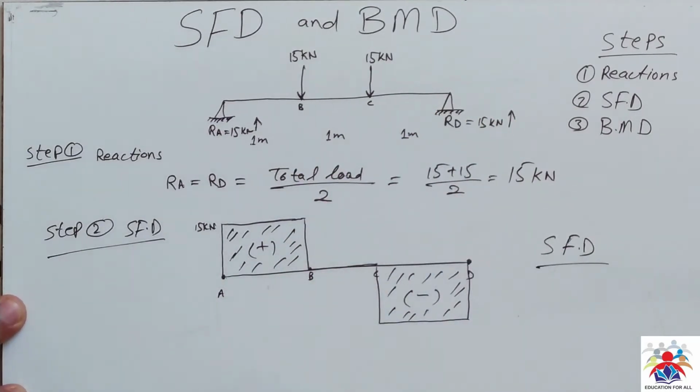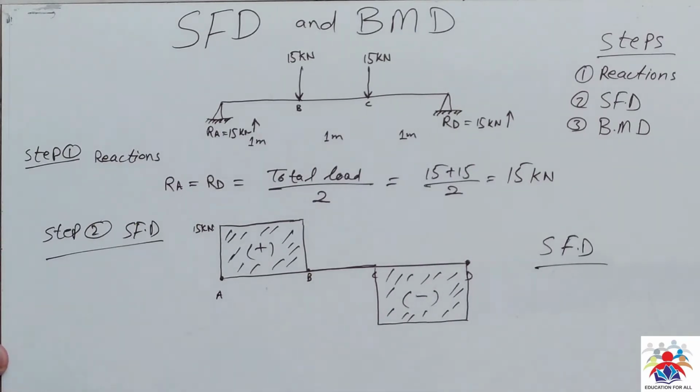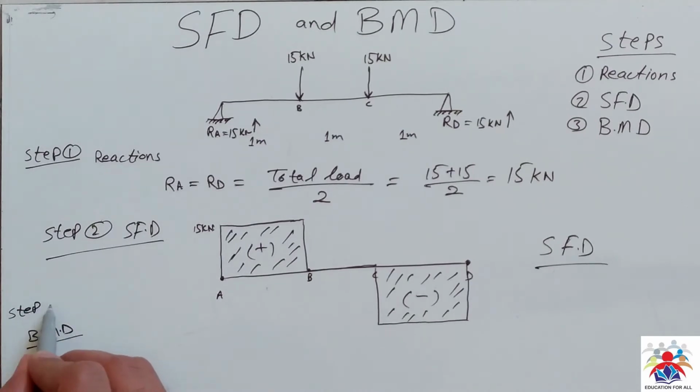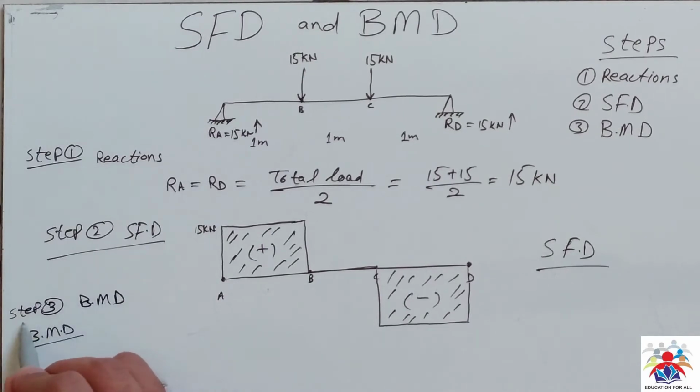There are 2 methods to calculate or draw a bending moment diagram. I will explain both of them one by one. First of all, I want to calculate the values on our beam so we can draw our bending moment diagram on the basis of these values. So how do we calculate bending moment values? These are the bending moment values. So this is step 3, the bending moment diagram.